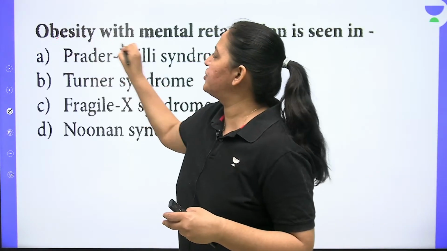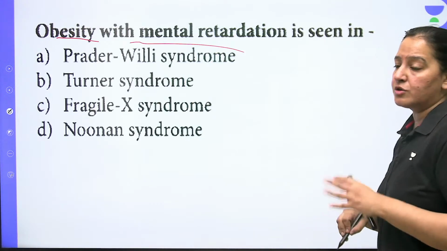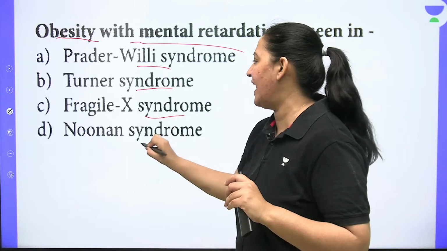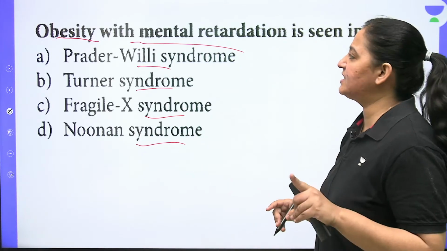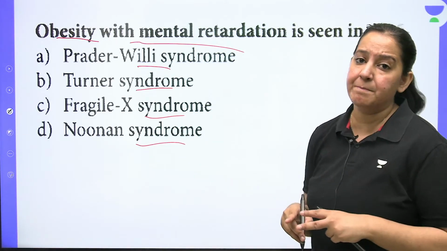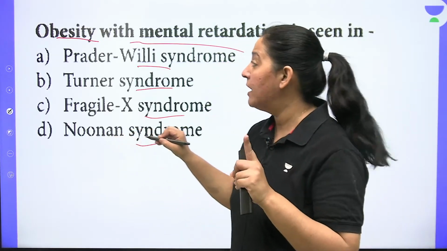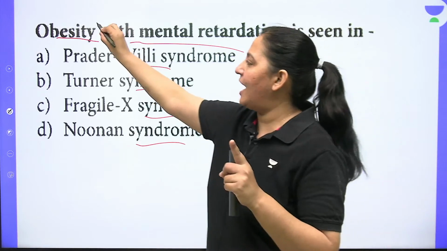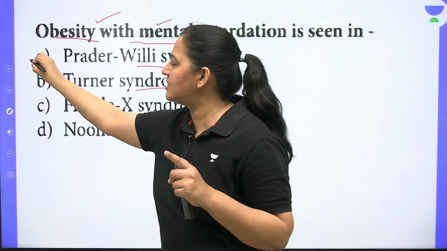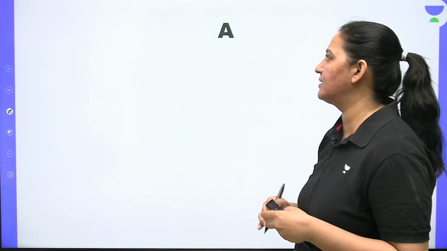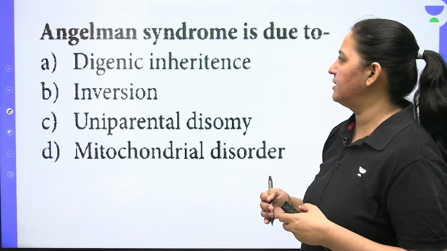Obesity with mental retardation is seen in which of the following syndromes? So 4 options are in front of you. Is it Prader-Willi? Is it Turner? Is it Fragile X? Or is it Noonan? So obesity with mental retardation. So apply the mnemonic Madhosh. In Madhosh, H-O, the O is obesity and the M of Madhosh is mental retardation. So it occurs in Prader-Willi. Obviously the correct answer here is A. So you have to apply the mnemonic. So let me move ahead.